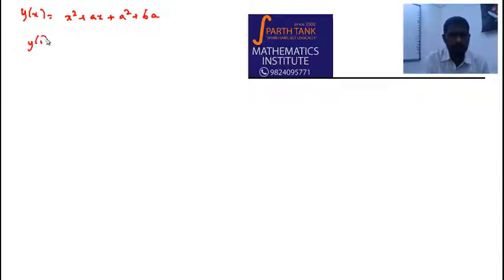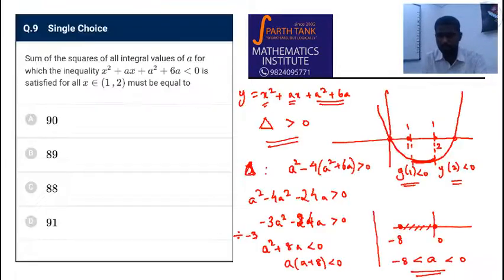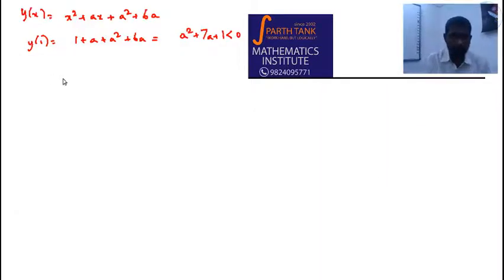Y of 1 is going to be 1 plus a squared plus 6a, which is a squared plus 7a plus 1. Now this has to be less than 0. We saw that it has to be less than 0. If this is so, find the roots here again.